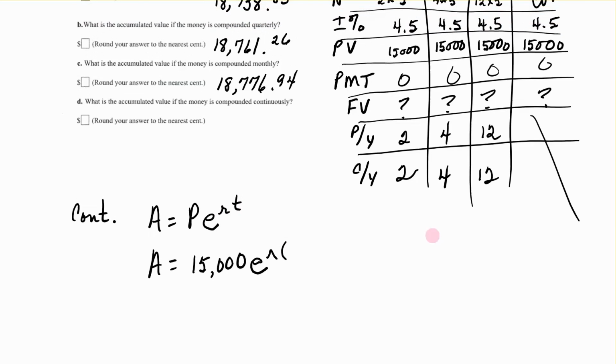Because we're not using the TVM solver anymore, we have to change the rate to a decimal ourselves. Times the time, which was 5 years. You notice there's no n. That's because it is compounding not periodically, but continuously. So remember, when you're using a home screen calculation, you have to change the interest rate to a decimal. But if you're using the TVM solver, you get to put it in as its percent number.